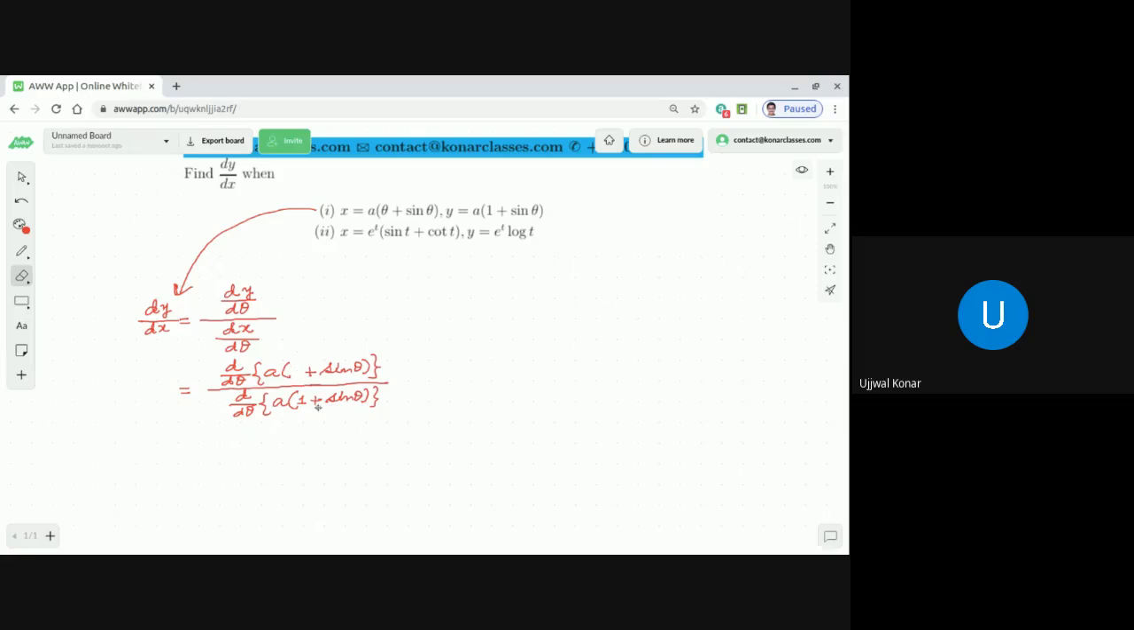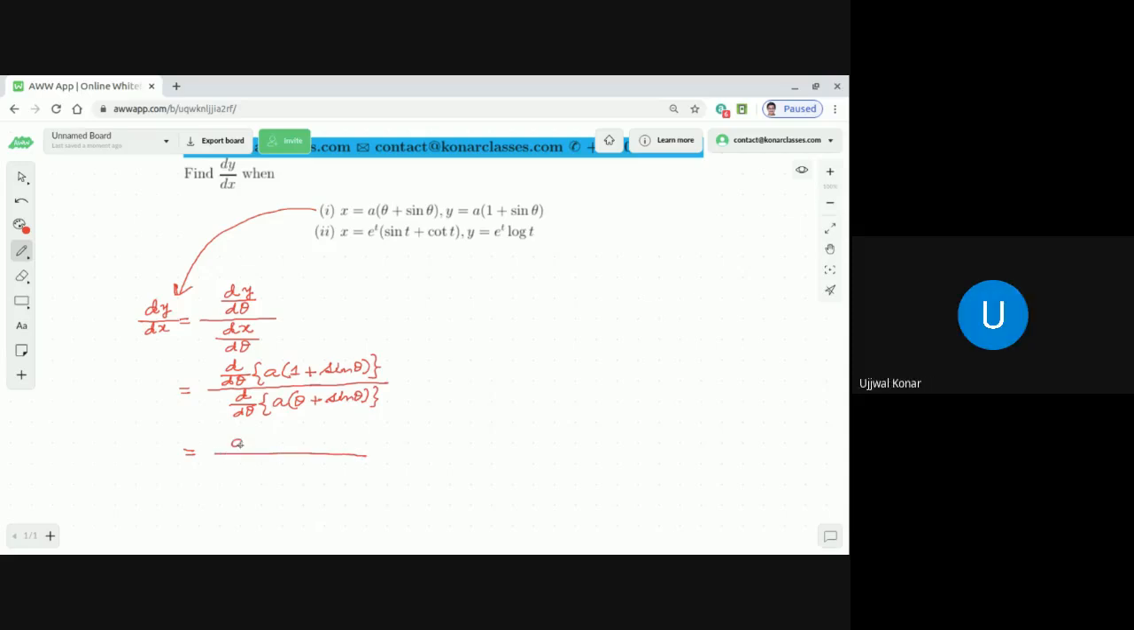I think you are talking about this thing, no? Yeah, correct. So A into (1 plus sine theta) here, and here (theta plus sine theta). Now it is fine, no? Yeah. So then you see that A is a constant, so we can take A outside.